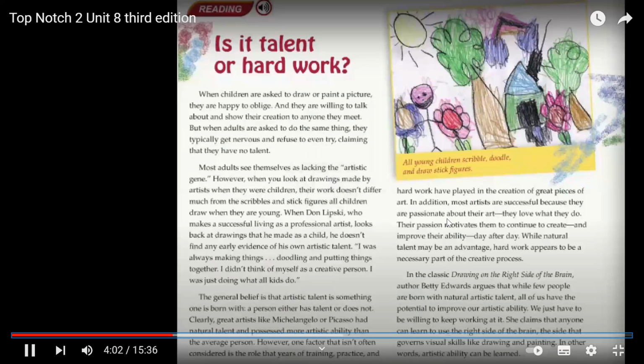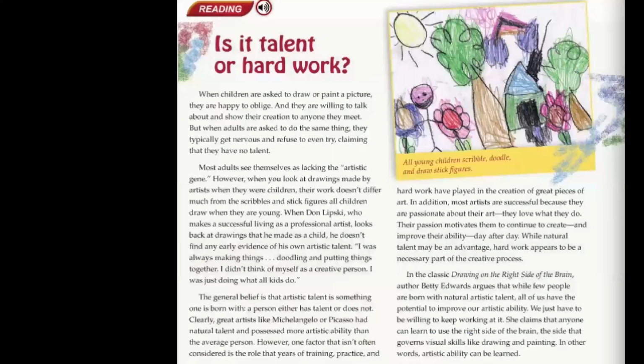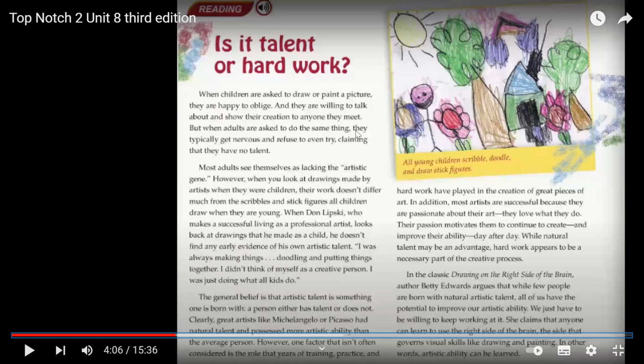And they are willing to talk about and show their creation to anyone they meet. This means they are willing to, están dispuestos a. For example, if a little kid draws a painting, and your brother or your uncle comes to the house, the kid is going to run and say, hey, look what I drew. Mira lo que dibujé. Do you like it? This is what it means. They are willing to talk about and show their creation to anyone they meet.